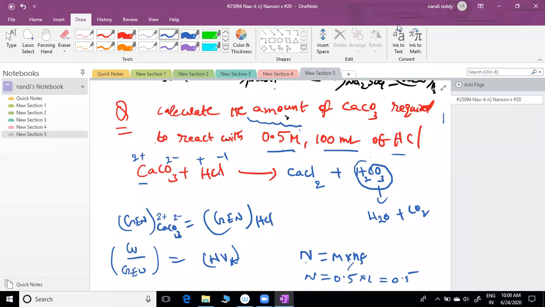Yes, you can do it by stoichiometry also. But by doing stoichiometry, you have to balance the equation every time. That is the normality formula. Only in the case of normality, you have to convert ml into liters. But here it is different. How to convert volume into liters? If it is in ml, how to convert it into liters?